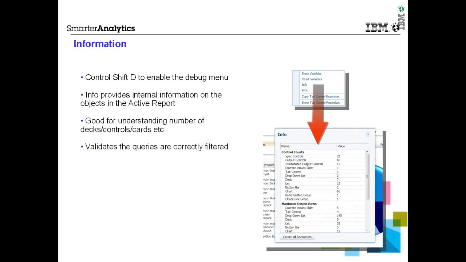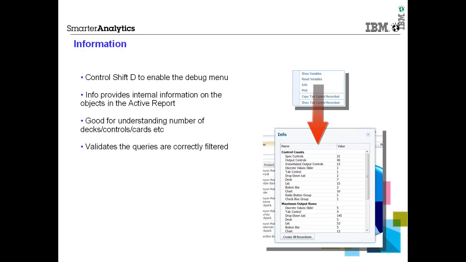Coming on to the last slide of the presentation, which is the information menu. Now, the information menu is again very important. It is a part of the debug menu, and it gives you an idea about the internal information about the objects on the active report. So this is a very valuable tool for ensuring that the queries are filtered properly and no unnecessary data or images are included in the reporting application.